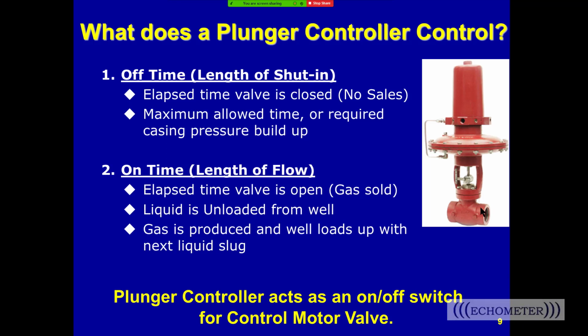And the pressure in the well starts to build, both in the tubing and the casing. And the plunger during this off time is falling down the tubing. And then when the controller sees a certain set of conditions based on the control algorithms that are set in the controller, then the motor valve is opened by the controller and the well is on, like an on and off switch. And then the gas and liquid is unloaded from the tubing, and gas is surging out of the casing into the tubing, and the well unloads the liquid and then holds the pressure at the surface when the plunger arrives.